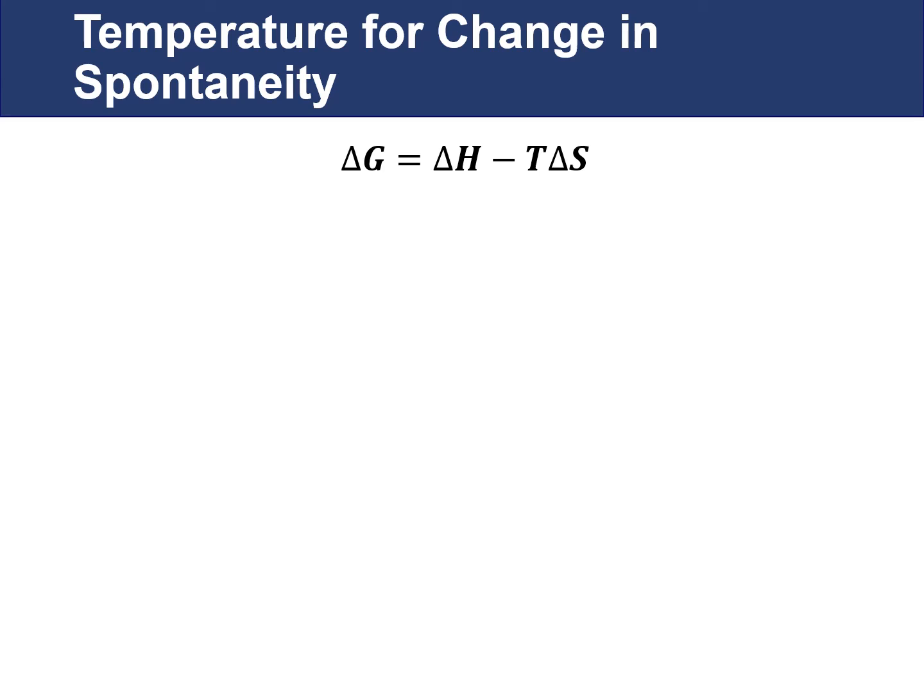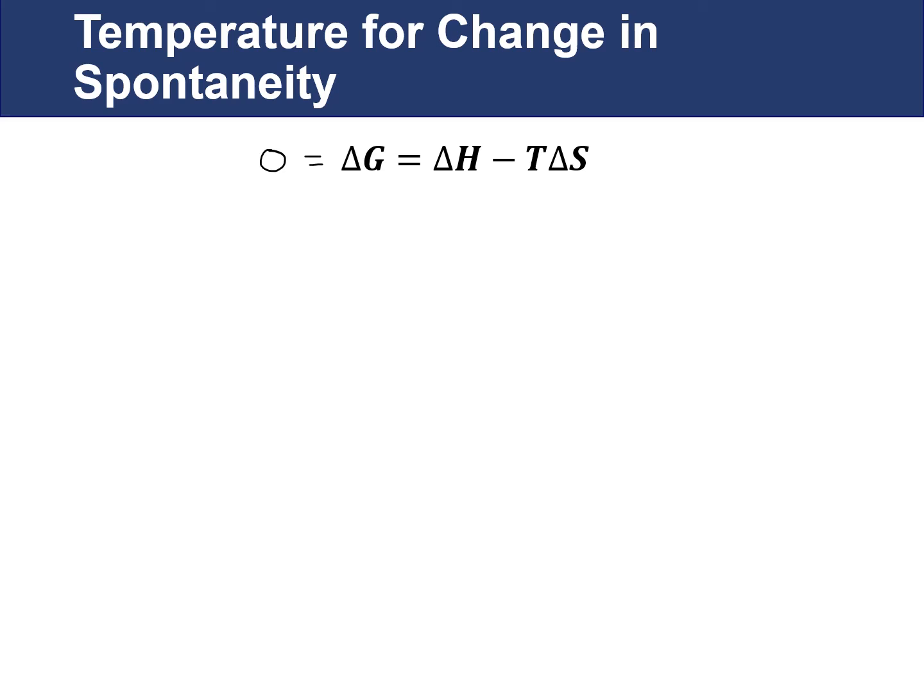Now, because there were the last two conditions where spontaneity changed based on the temperature, there has to be a way of determining at what temperature that change is going to occur. So we can use our equation and just solve for the temperature. The place where it's going to occur is when we're at a state of equilibrium, or we could also think of it as where your delta G changes sign, where it is equal to 0.